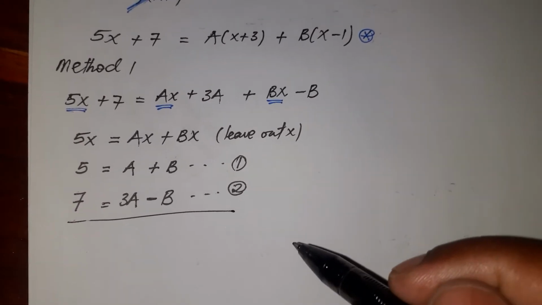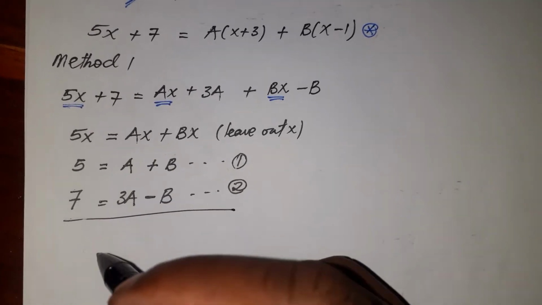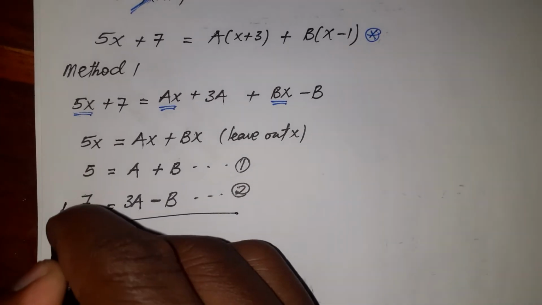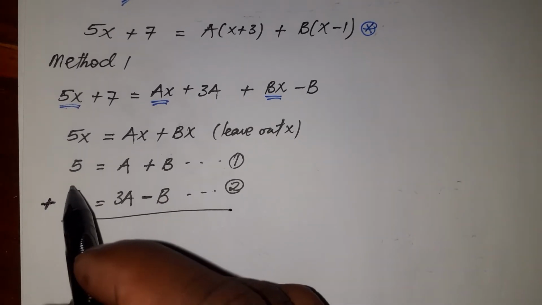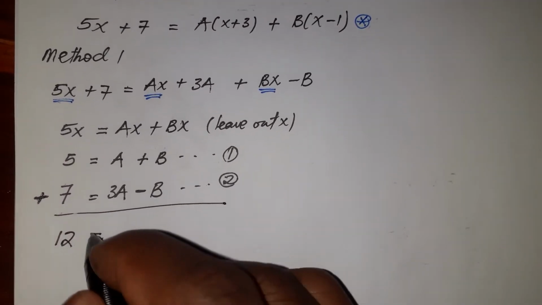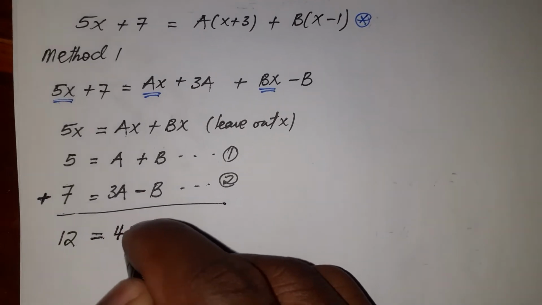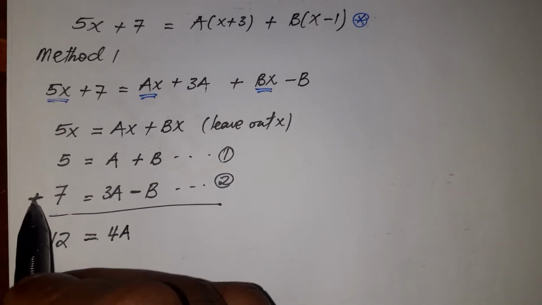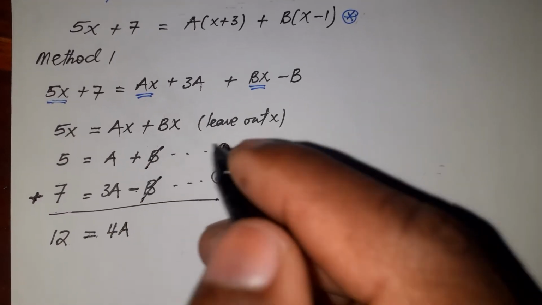The aim is we should get rid of one variable so that we can have one variable, and then we solve for that variable. We can basically see that these two equations, we need to add them. 5 plus 7, we should get 12, equal to a plus 3a, we should get 4a, while positive b plus minus b, these two, they will cancel.